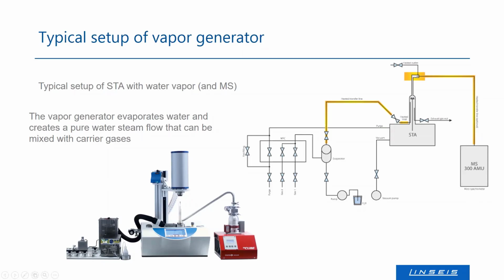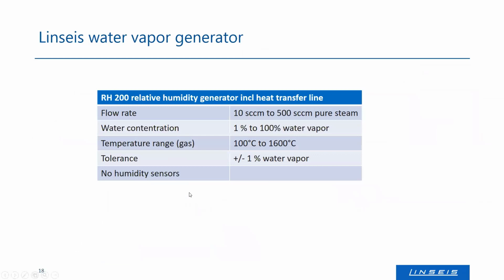The specs of the water vapor generator can vary as we do it by ourselves, and we can equip it with different MFCs. So in general, we can have flow rates of 10 milliliters per minute up to 500 milliliters per minute pure steam. That can be increased if it's not pure steam. If you want to mix with other gases, you can have much higher flow rates of the other gas, of course, but 500 milliliters per minute of water is the limit.